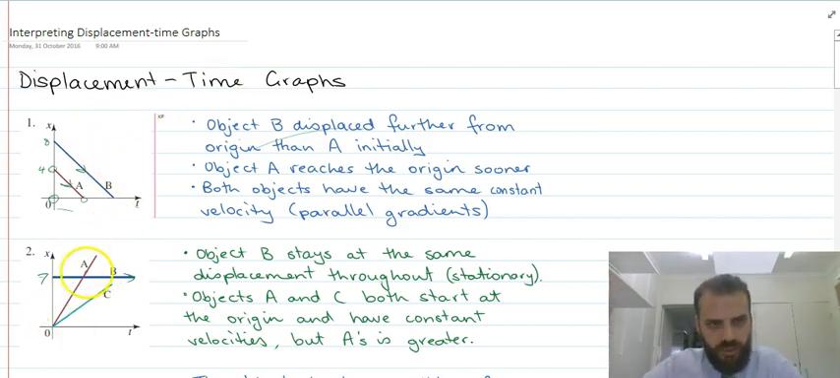A has a quite steep gradient, while C has a less steep gradient. They've both started at the origin, at the starting position, at the start of the race. A is moving faster than C. Now, they're straight lines, which means the velocity is constant. They're moving at a constant speed, but A's velocity is greater.